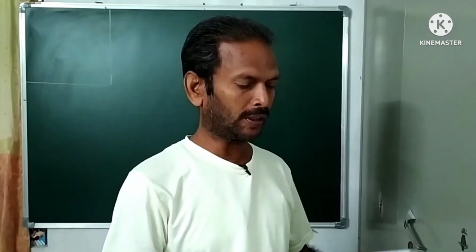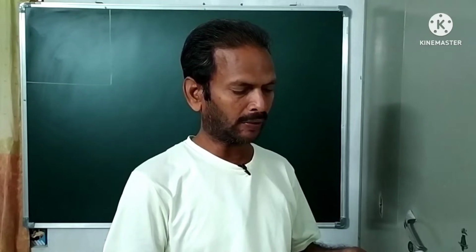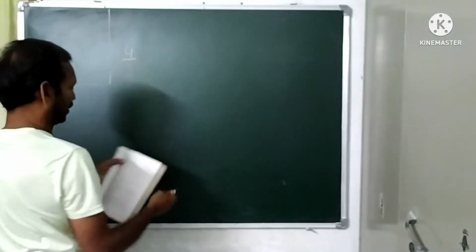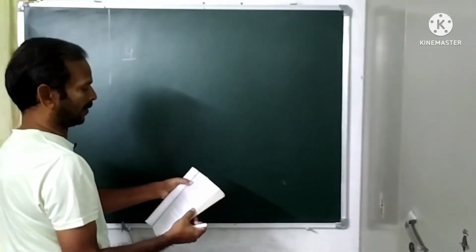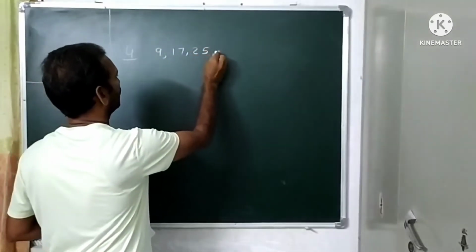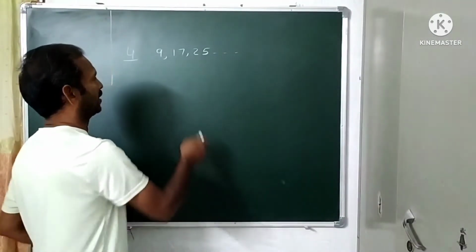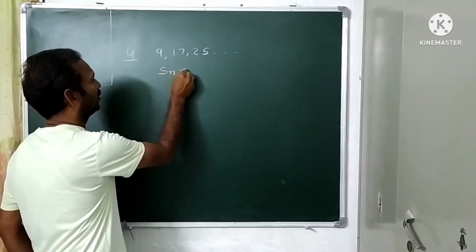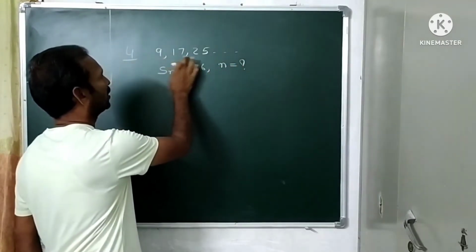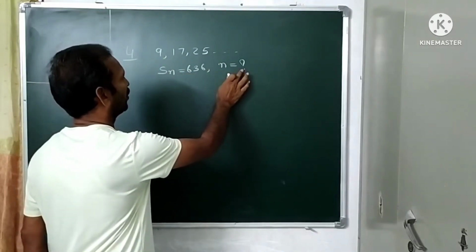Fourth sum. How many terms of the AP 9, 17, 25 must be taken to give a sum of 636? What AP is given for us? 9, 17, 25, and so on. How many terms taken means the sum must be 636. Sn is equal to 636, n is equal to question mark. So n terms, n you have to calculate.